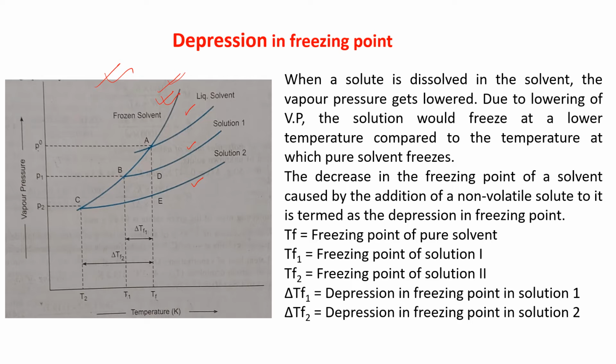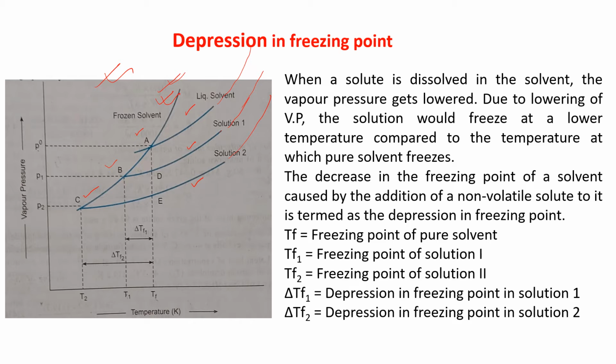Now, you can see the points A, B and C. These A, B and C are the 3 points at which the liquid solvent, solution 1 and solution 2 freeze respectively. Another thing I just want to tell you is that if you extend this line and this line, you can end up with the elevation of boiling point graph. You can think that the elevation of boiling point graph and the depression of freezing point graph are both of the same graph.